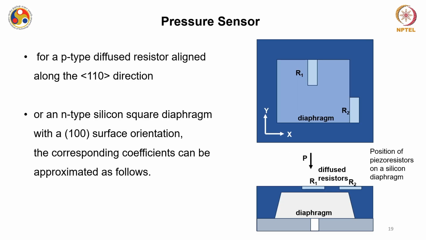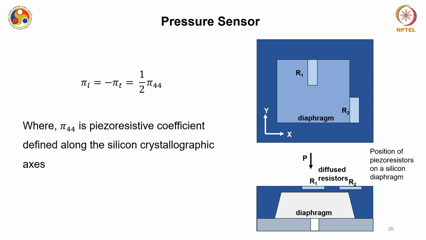Okay. So, since I was talking about generating this piezoresistive behavior by doping, for p-type diffused resistors aligned along, say, the 110 direction, on an n-type silicon square diaphragm like this with a 100 surface orientation, the corresponding coefficients can be approximated as pi L is equal to minus pi T, and pi L is also equal to 1 by 2 into pi 44, where pi 44 is the piezoresistive coefficient defined along the silicon crystallographic axis.